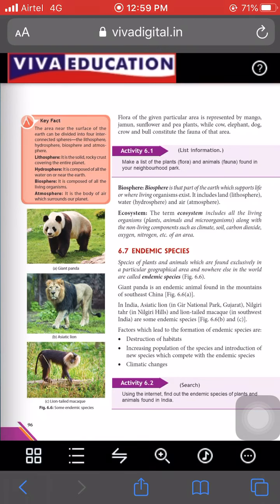Next is biosphere. What is a biosphere? It is the part of the earth in which all living organisms survive or exist. Okay.